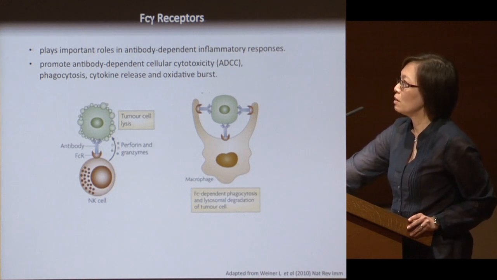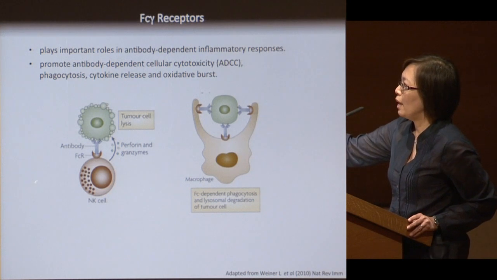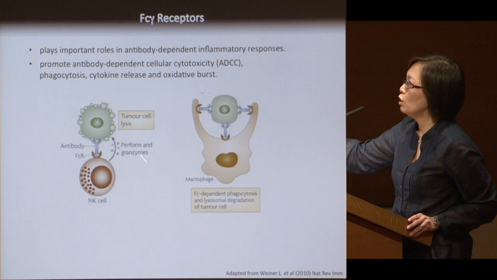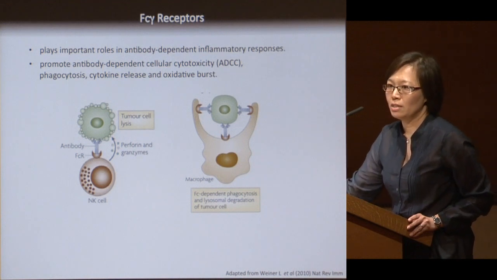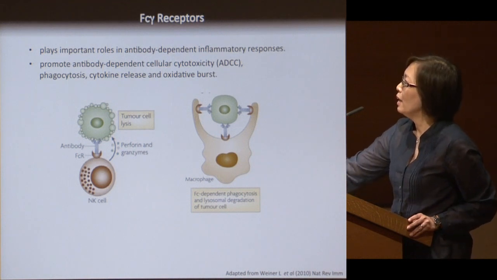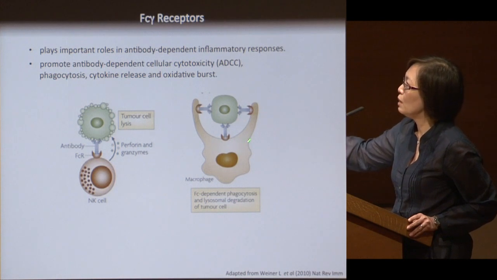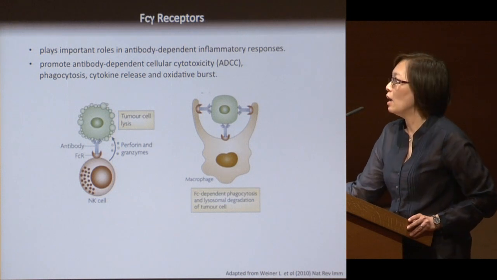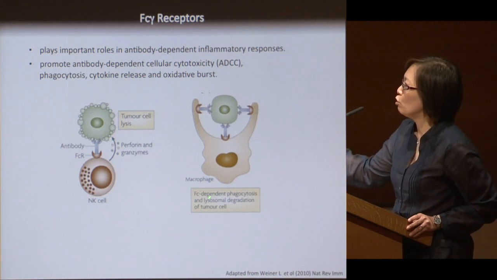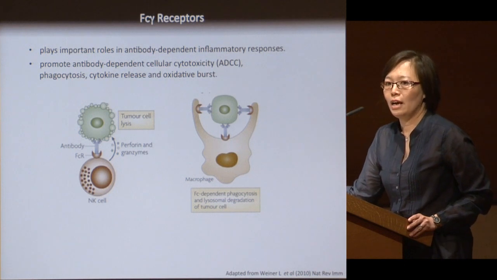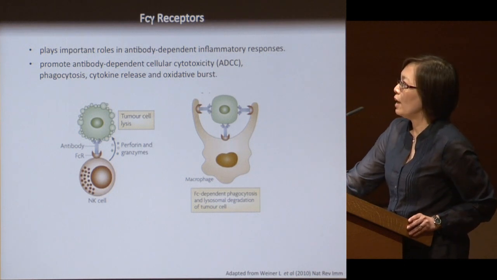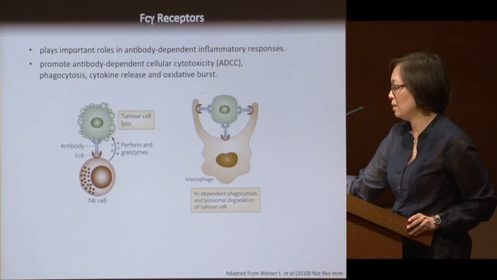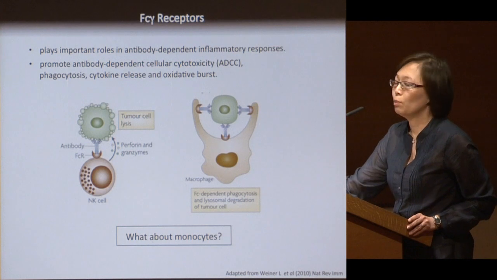Here, using tumor cells as an example, I've shown you that NK cells can bind to antibody-coated tumor cells and lyse the tumor cells through the release of perforin and granzyme. Whereas macrophages kill antibody-coated tumor cells through an Fc-dependent phagocytic event, through the degradation of the tumor cells in the lysosome after they have phagocytosed the tumor cells. So the killing of antibody-coated cells appears to be very different between the two cell types. But what about monocytes?